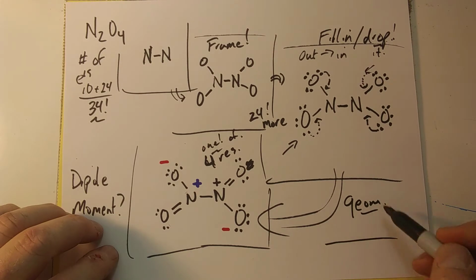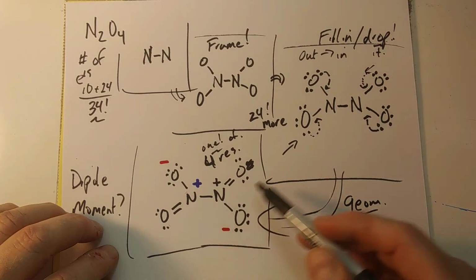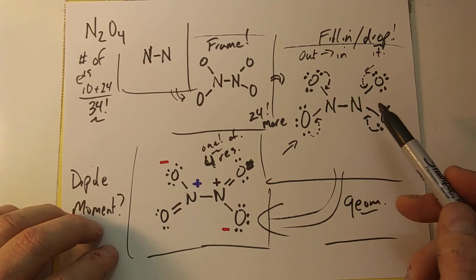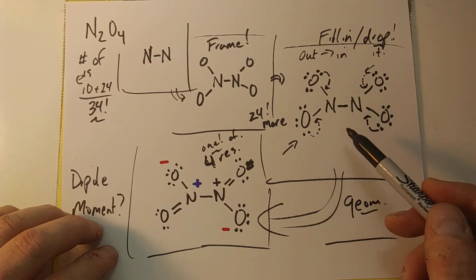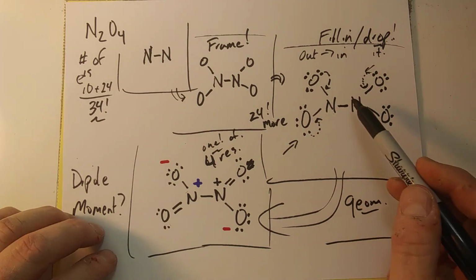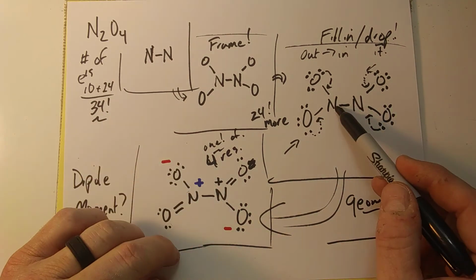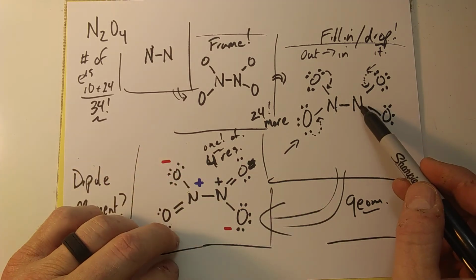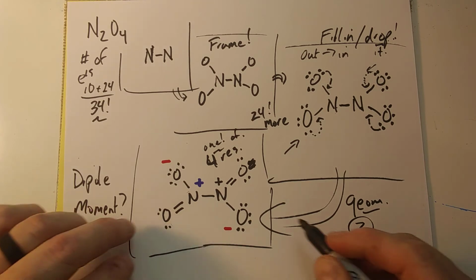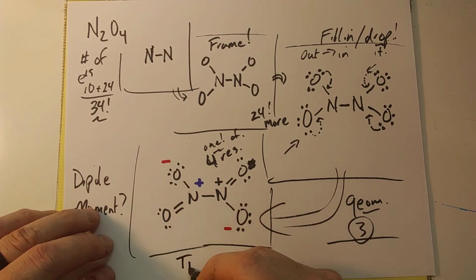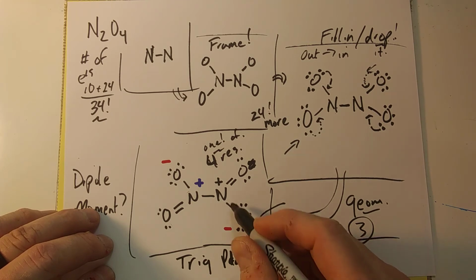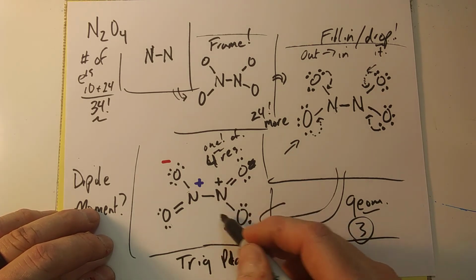Now the geometry around the nitrogens is key. Is it linear, the groups off the nitrogens? Is it trigonal planar or is it tetrahedral? I hope you're saying trigonal planar. These nitrogens each have 3 atoms off of it. This one has 3 atoms off of it, and this is connected to 3 atoms. So we'd say the group number is 3, it's trigonal planar, and what that means is you have 120 degrees between each of these bonds.